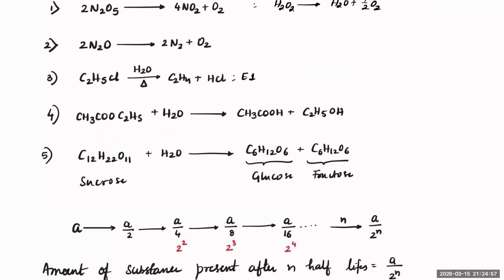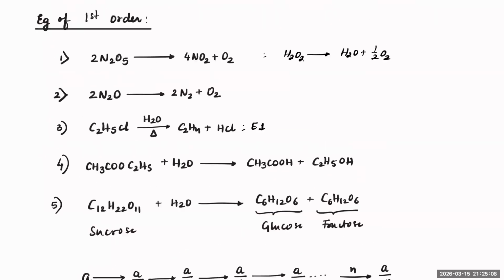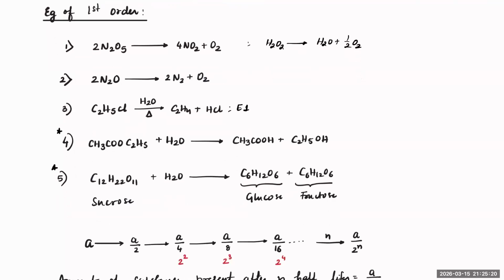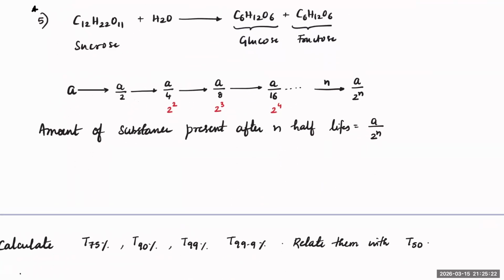Generally, hydrolysis reactions are also first order kinetics. So ester plus H2O is giving two acids. Sucrose plus H2O is giving glucose and fructose. These are all examples of first order kinetics. The last two are little exceptions because they are not precisely first order. They are called pseudo first order kinetics. Okay. Clear?